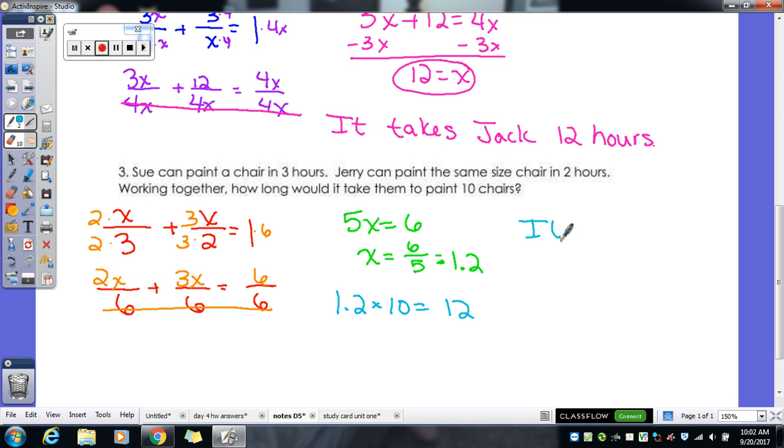So then we'll write our sentence. It will take 12 hours to paint.